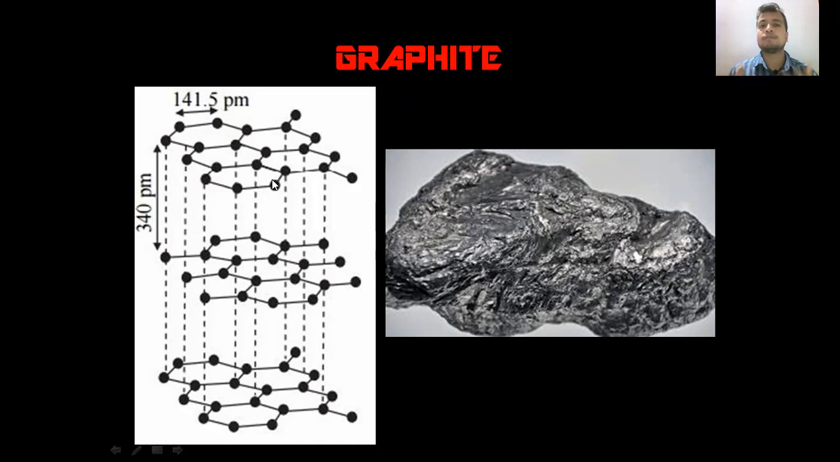And when they are free, they can move if you apply a potential difference. As a result, graphite becomes a very good conductor of electricity. So that's the basic difference. The structural difference between diamond and graphite makes the whole change in the properties of diamond and graphite. So let us try to see the main points.